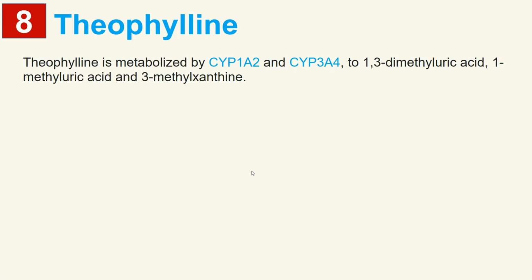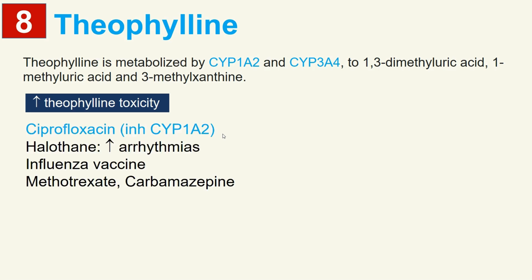Next one is about theophylline. Theophylline is another narrow therapeutic index drug. It is primarily metabolized by CYP1A2 and also CYP3A4. These two are the major enzymes. Theophylline, although less commonly used nowadays, is known to have severe toxicities.